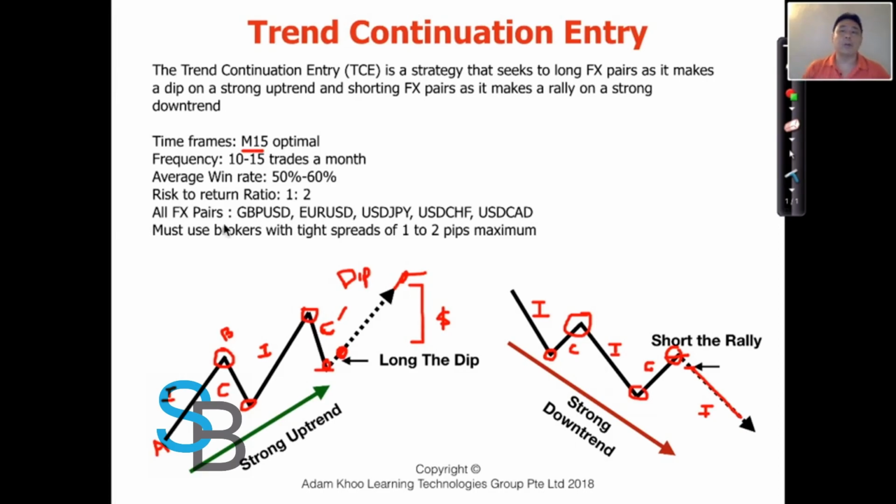This works on all forex pairs of major currencies. So again, GBP/USD, EUR/USD, USD/JPY, USD/CHF, USD/CAD, the 8 major currencies and all the cross pairs. As usual, when you're day trading, you want to use a broker that has very tight spreads, ideally a 1 to 2 pip spread at most when you enter the trade. There are times during the day when the spread widens to 3 or 4 pips, and we're not interested in those times. We want to enter when spreads are tight.